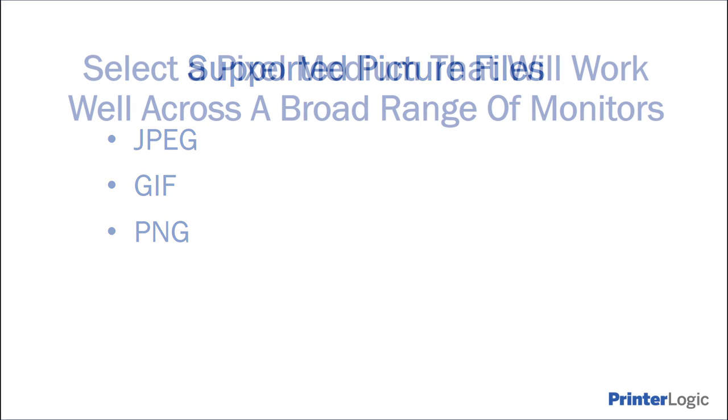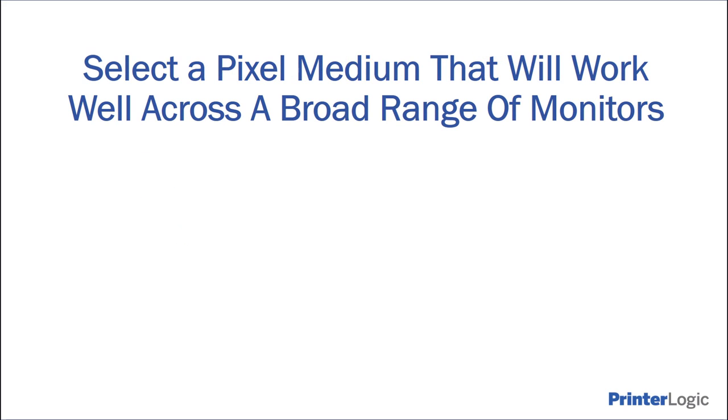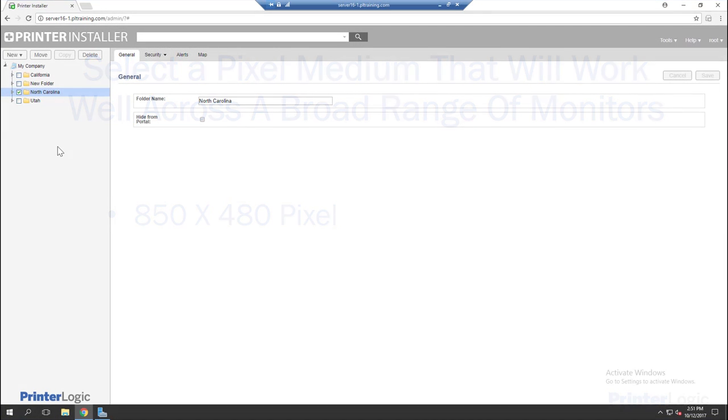To set a custom floor plan map, you will want to find a picture file that is one of the supported formats of JPEG, GIF, and PNG. Since Printer Installer does not auto-adjust the file to the end user's computer screen, you will want to use a pixel medium that will work well across most monitors. At PrinterLogic, we have found that 850 by 480 pixels is a good medium that will work on most monitors. However, you may need to make adjustments to that pixel medium for the monitors in your environment.